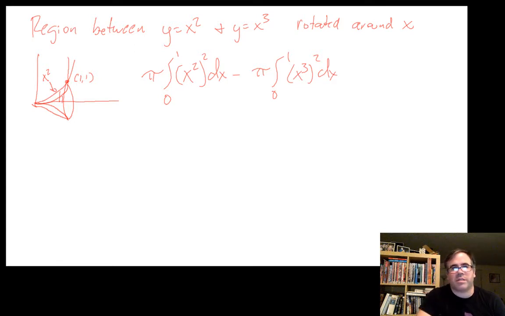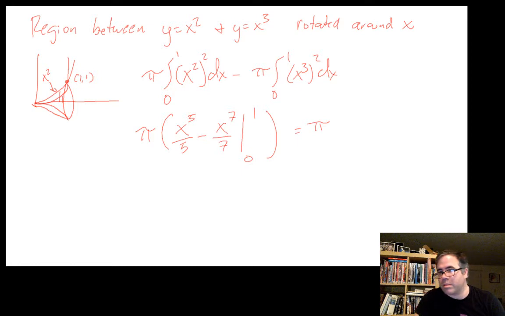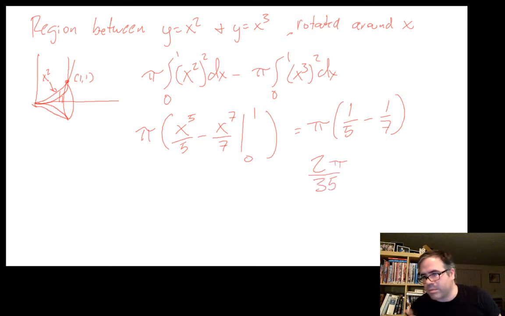And then it's just like, this is x to the fourth, so this becomes pi, and I'm going to lump the pi's together at this point. x to the fifth over 5 minus x to the 7th over 7, evaluated from 0 to 1, right? And so it just becomes pi times 1/5 minus 1/7, which is 2 pi over 35. Right?